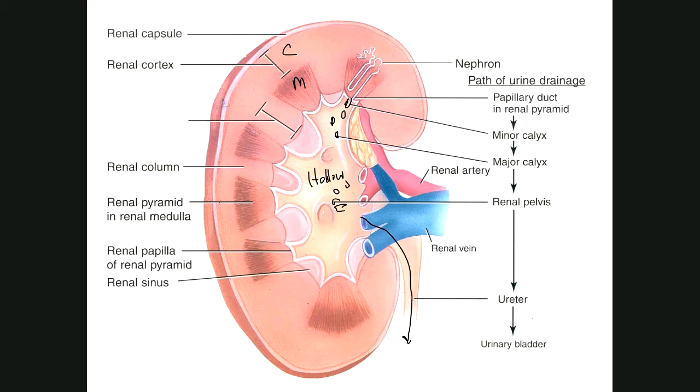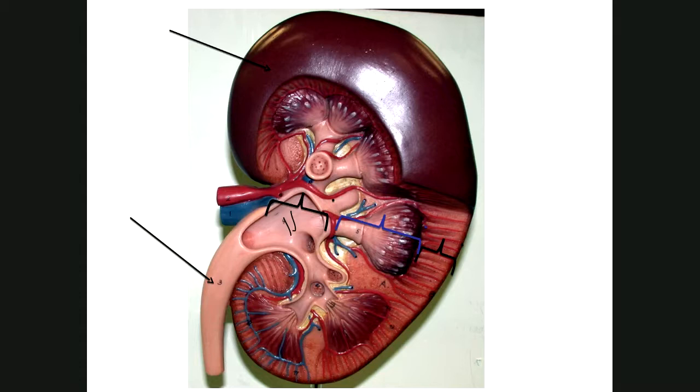This hollow space is called the pelvis, the renal pelvis. And the word pelvis actually means bowl. So it's like a bowl that's going to collect urine. And if we look on our model, we can see it right there. There's that hollow space. There is this pelvis. So we have the capsule, we have the cortex, we have the medulla, and we have the pelvis.